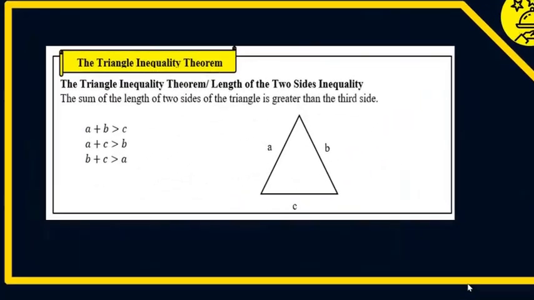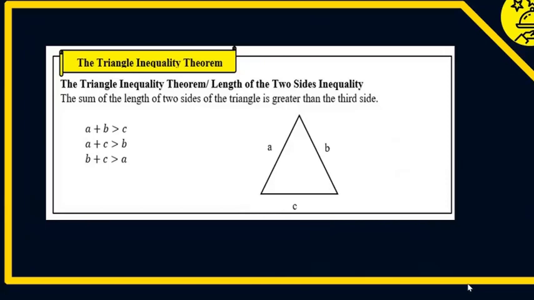The triangle inequality theorem. The sum of the lengths of two sides of a triangle is greater than the third side. So we can say that a triangle satisfies the triangle inequality theorem if the sum of two sides is always greater than the third side.